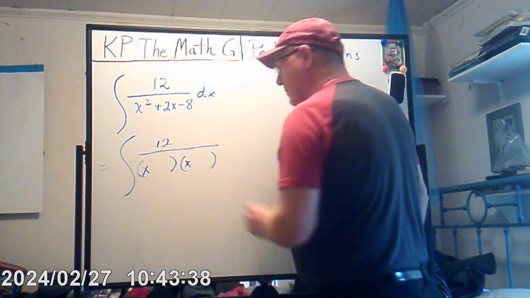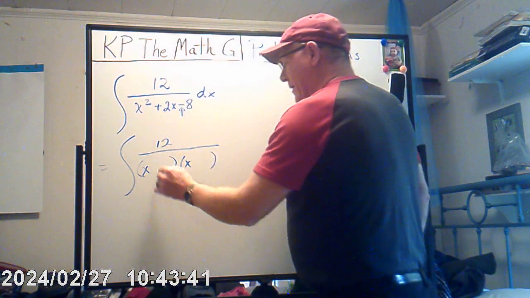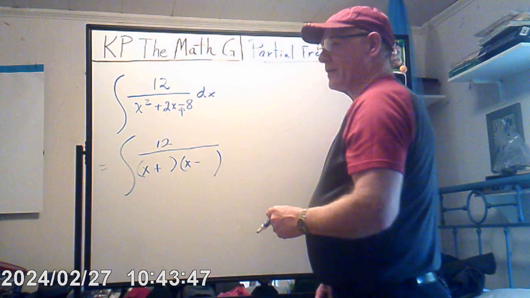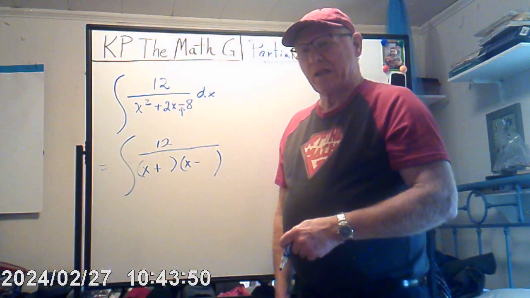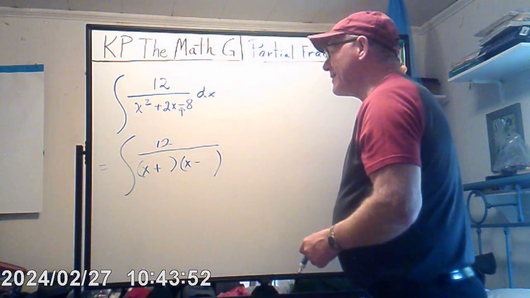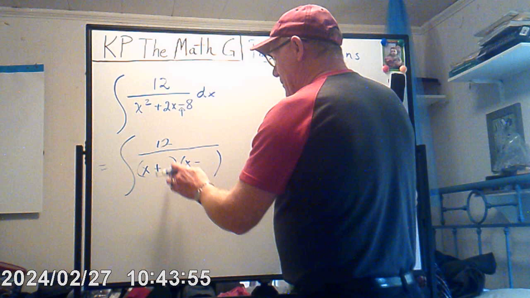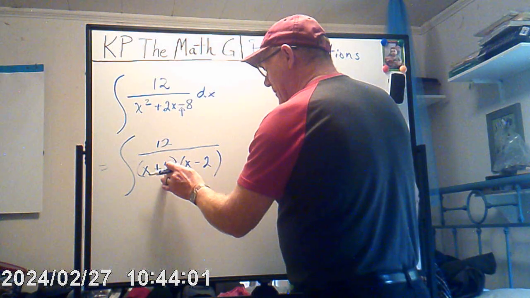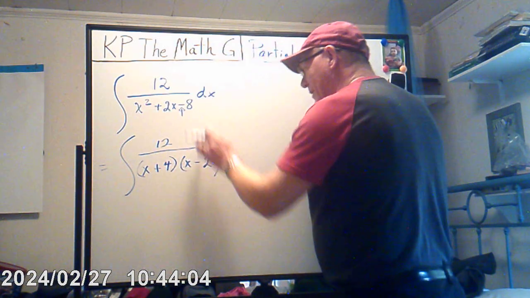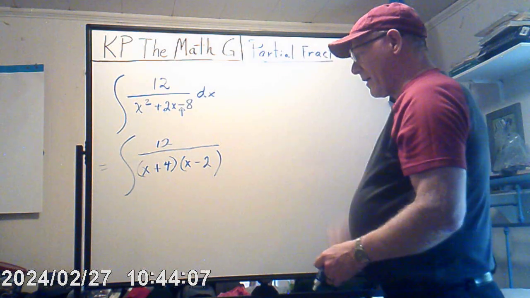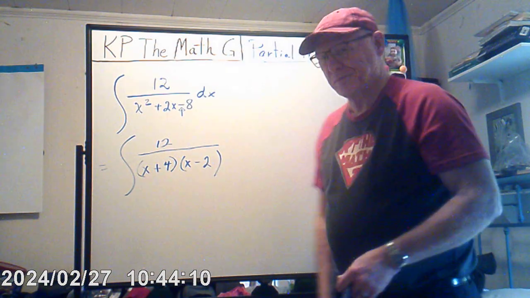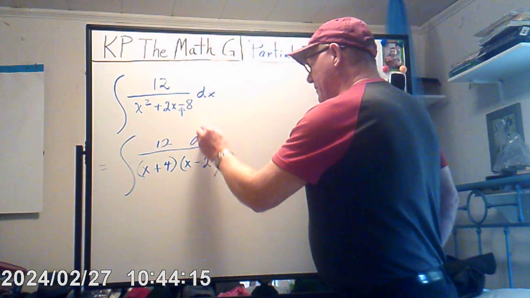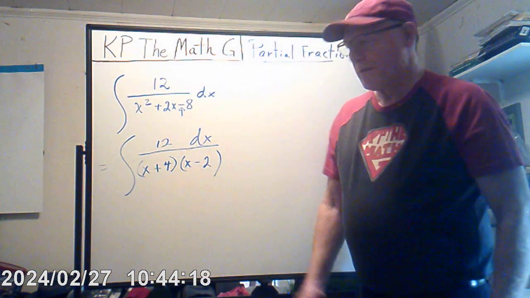X times x is x squared. The minus sign on the end means that this is a positive times a negative. We hope it factors. If it doesn't, we have to do something else, another way. Okay, 8 is what? 4 times 2? And the 4 needs to be positive and the 2 needs to be negative, because 4 minus 2 is 2, and 4 times negative 2 is negative 8. And I can write it like that, can't I? Well, let's put dx up here. Okay, now, what good does that do?